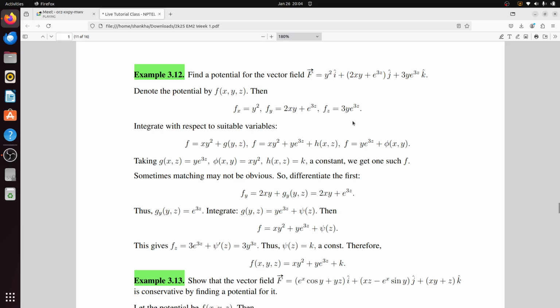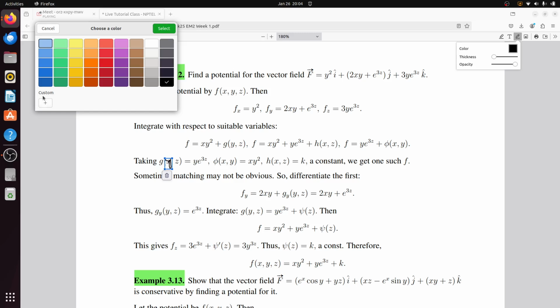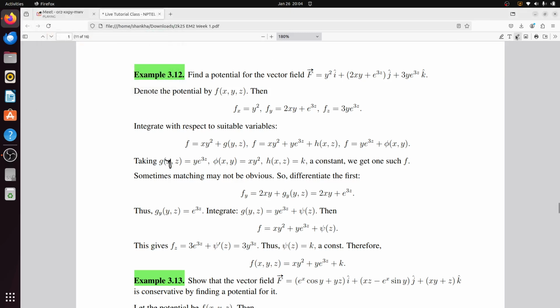Next, fz equal to 3y e to the power 3z, you integrate it with respect to z, so that will be y e to the power 3z plus phi of xy. So which things are getting common here? You have g of yz, sorry, here is a typo, that will be g of yz. And this phi of xy is x into y square, and there is no function h of xz, you can consider it to be a constant.